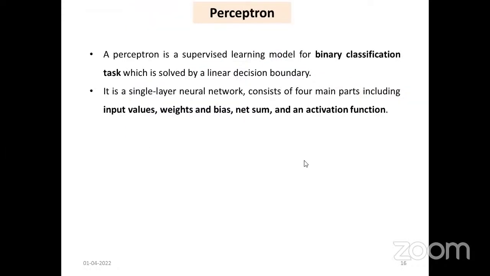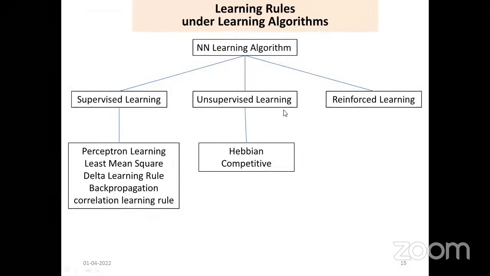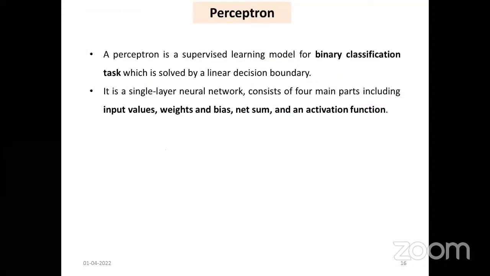So out of all those neural networks, we are going to look mathematically at the working principle of the perceptron neural network or perceptron learning. What is the perceptron initially? A perceptron is a supervised learning model, especially used for binary classification, right? If we talk about the structure of the perceptron, it consists of four components: input values, weight and bias, net sum, and activation function. A perceptron consists of these components, right?